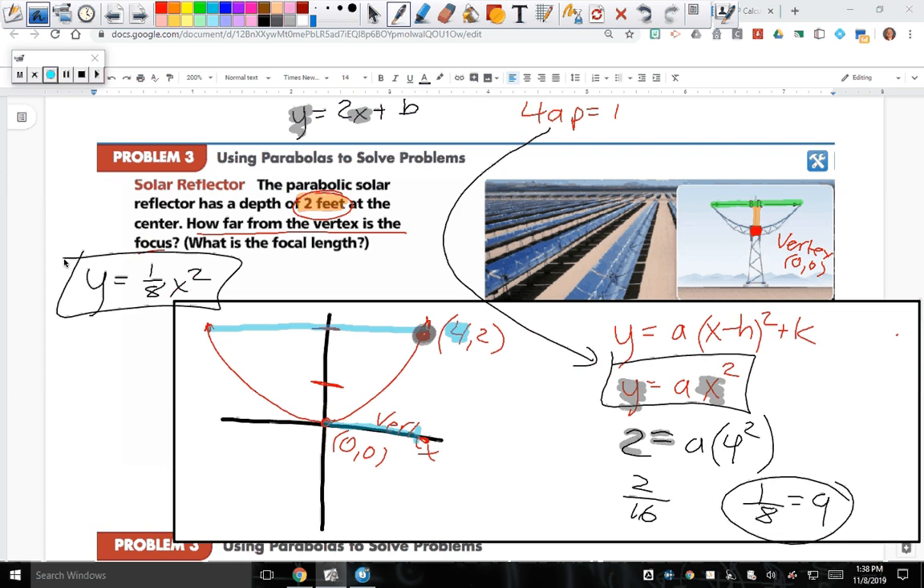And now that I know a, I can find p. 1/8 times 4p is 1. What's 4 times 1/8? 1/2. What's p? 2, right? And it just is coincidentally as deep as it is. It's not just, oh, it's just going to be 2. It's going to be however deep it is, that's where you should put. That's not how it works. This is a coincidence that it worked that way.